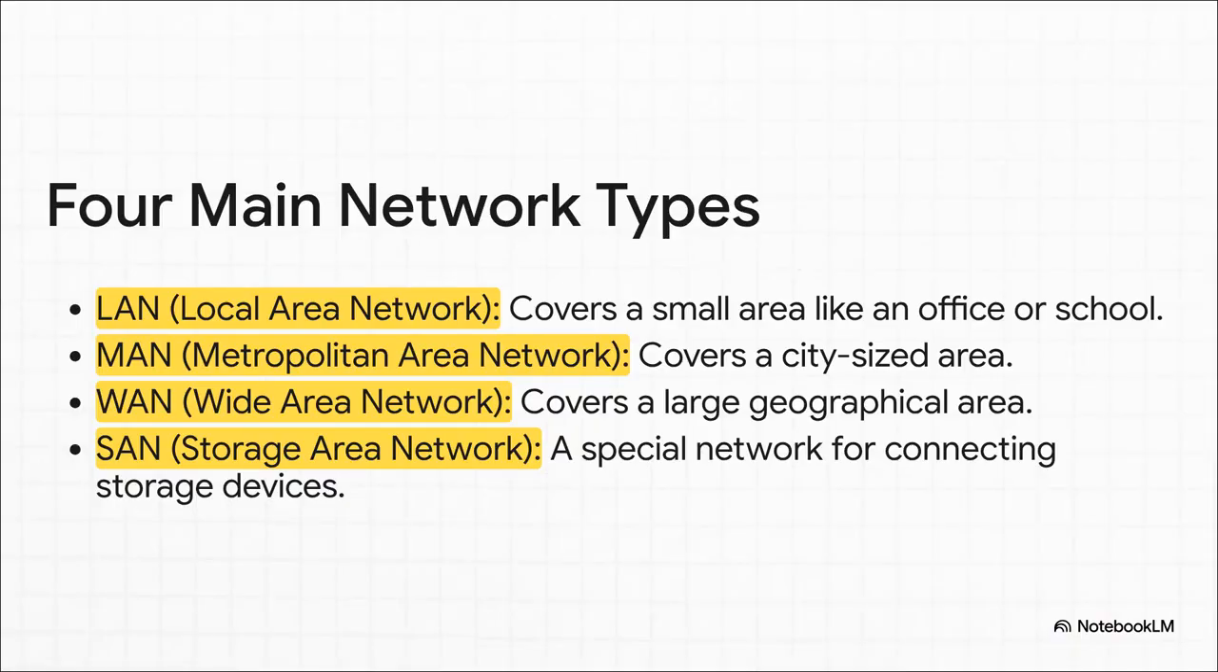The first 3, LAN, MAN, and WAN, are really all about geographical size. LAN is local, like in an office. MAN covers a whole city, and WAN is wide, covering a huge area like a country. The fourth one, SAN, is a bit different. Think of it more like a special private network that's just for connecting storage devices.